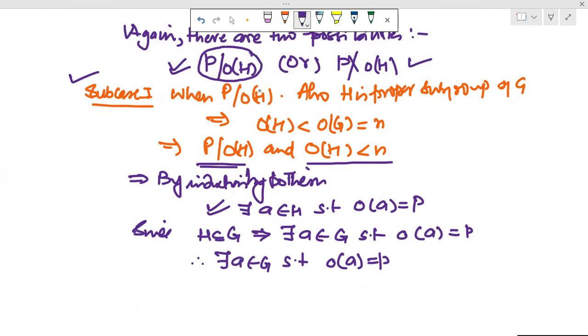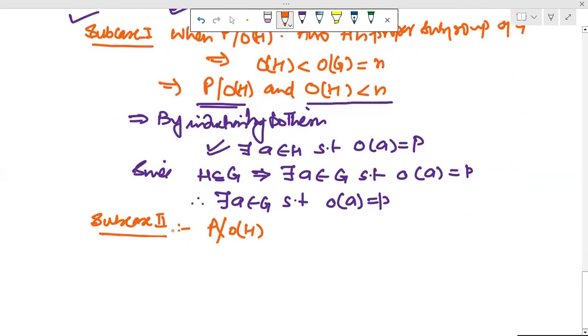Now we will see the result for subcase two, the case when P does not divide the order of H. When P is not dividing the order of H. Now, because this is not an abelian group, in this case we are going to use the class equation.